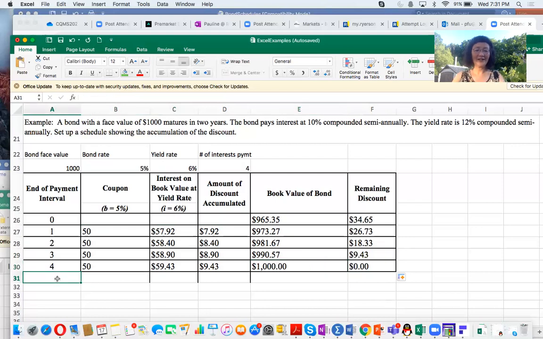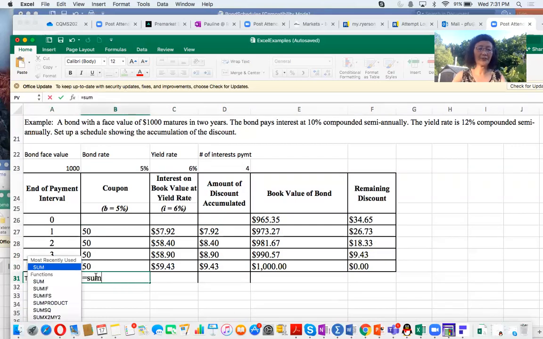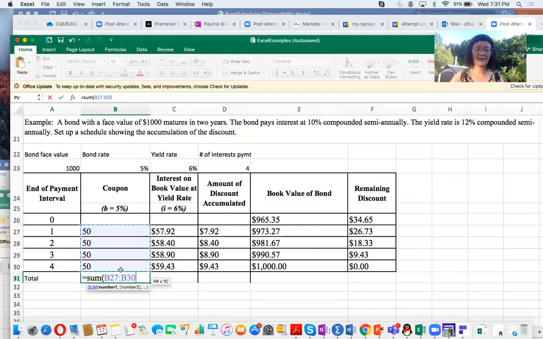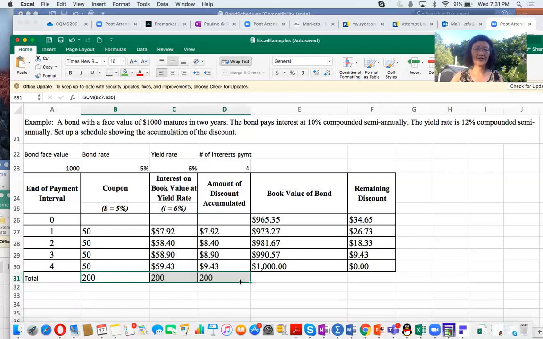And again, you can calculate the total interest payment, as well as the total discount. See, this number matches this number.